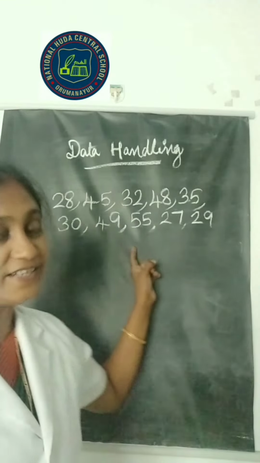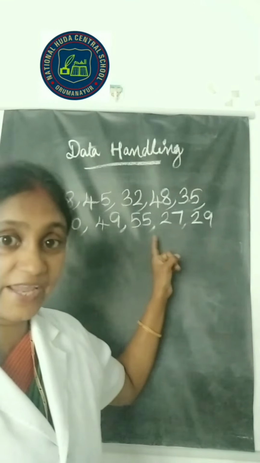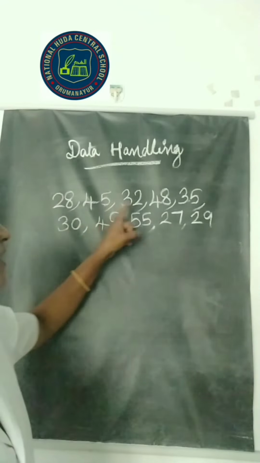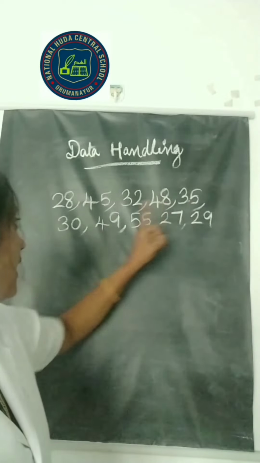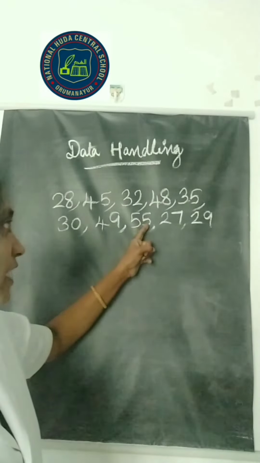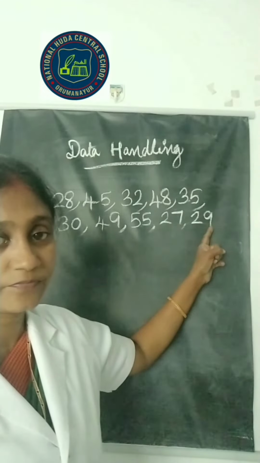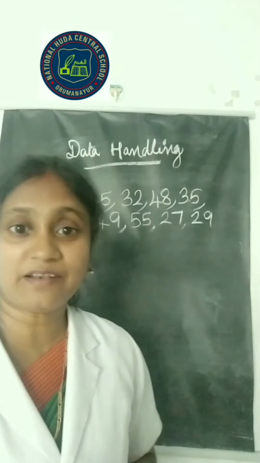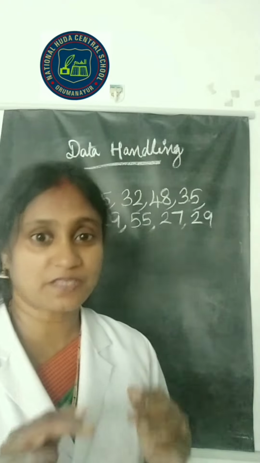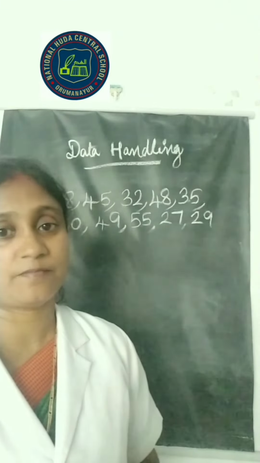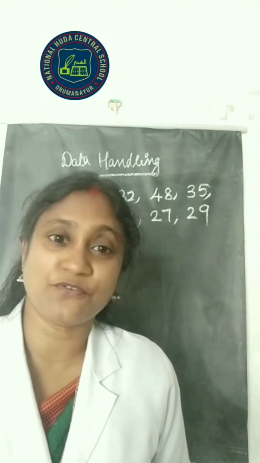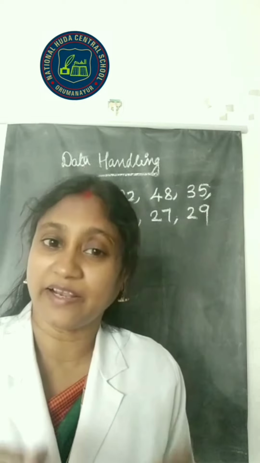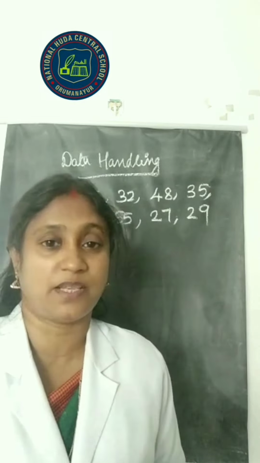Here I have written some data. These are the ages of 10 teachers in a school. The ages are 28, 45, 32, 48, 35, 30, 49, 55, 27 and 29. What is the range of these ages? We know that range equals highest observation minus lowest observation. So dear children, what do we have to do first? First we have to arrange the given numbers in ascending order. Ascending order is the arrangement of numbers from smallest to greatest.